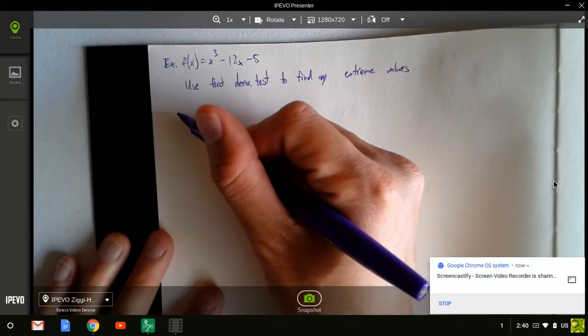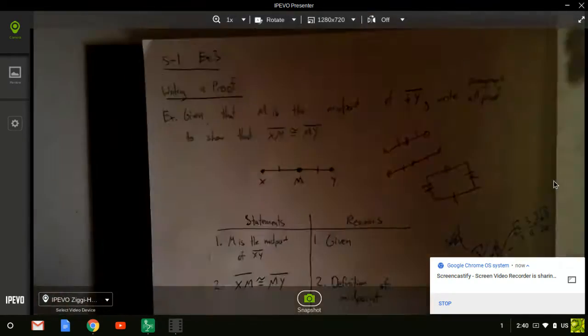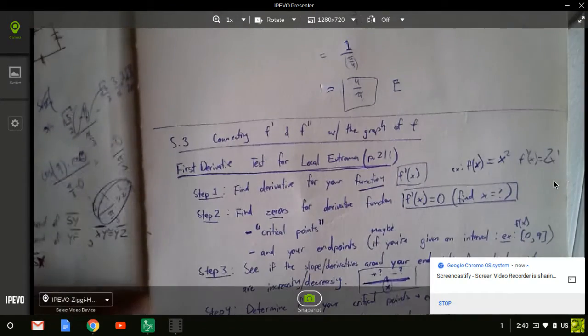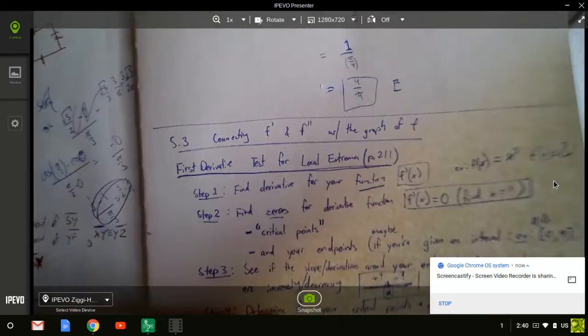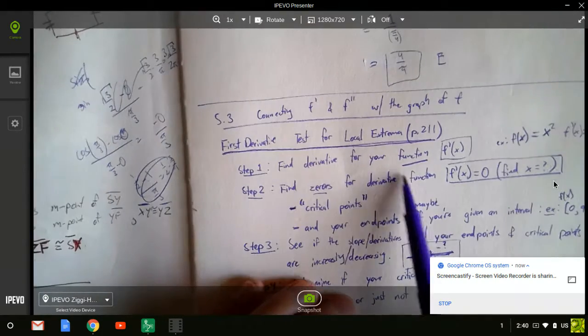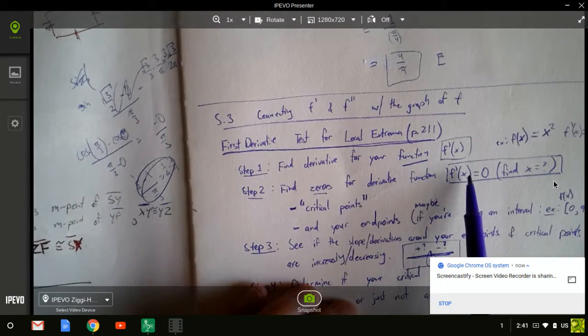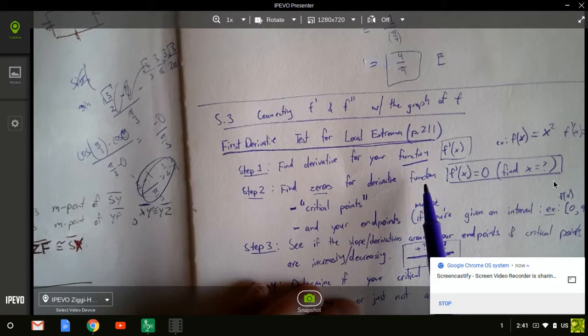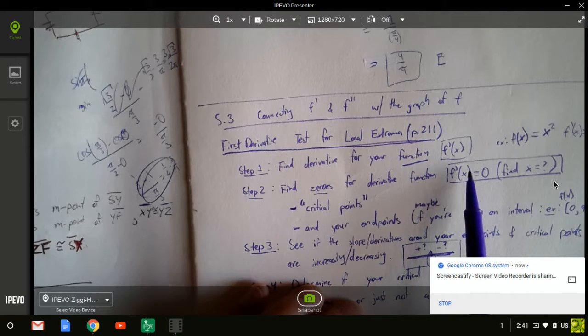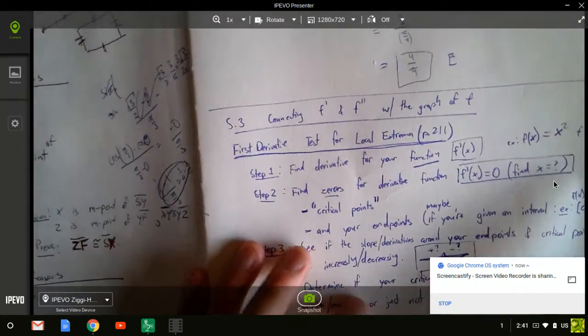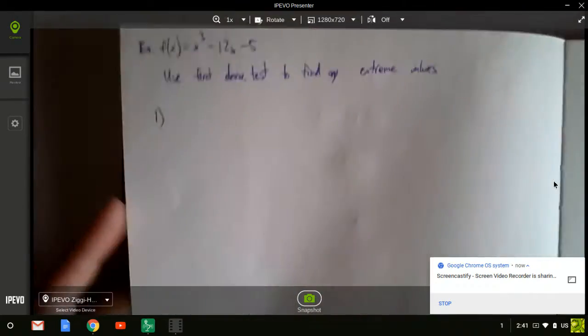If you remember the first step, let's take a look back at our first step. The first step says to find the derivative of your function. And then your second step is to set it equal to 0 and find any x values that might give you a derivative of 0, or maybe some x values that might give you undefined answers too. It doesn't just have to be 0, but also undefined.